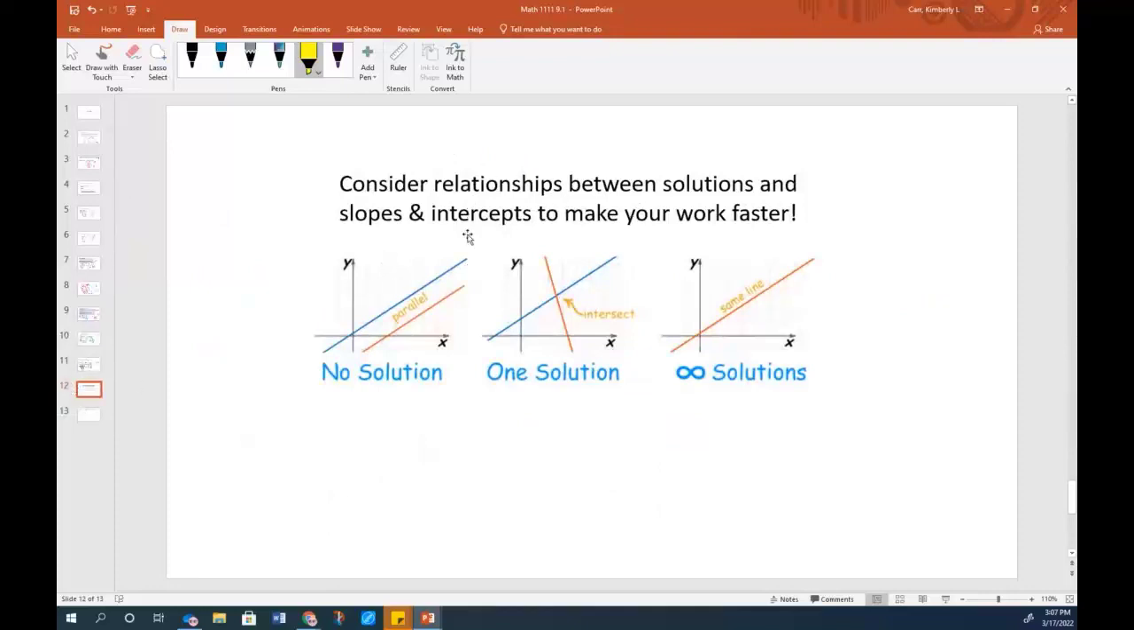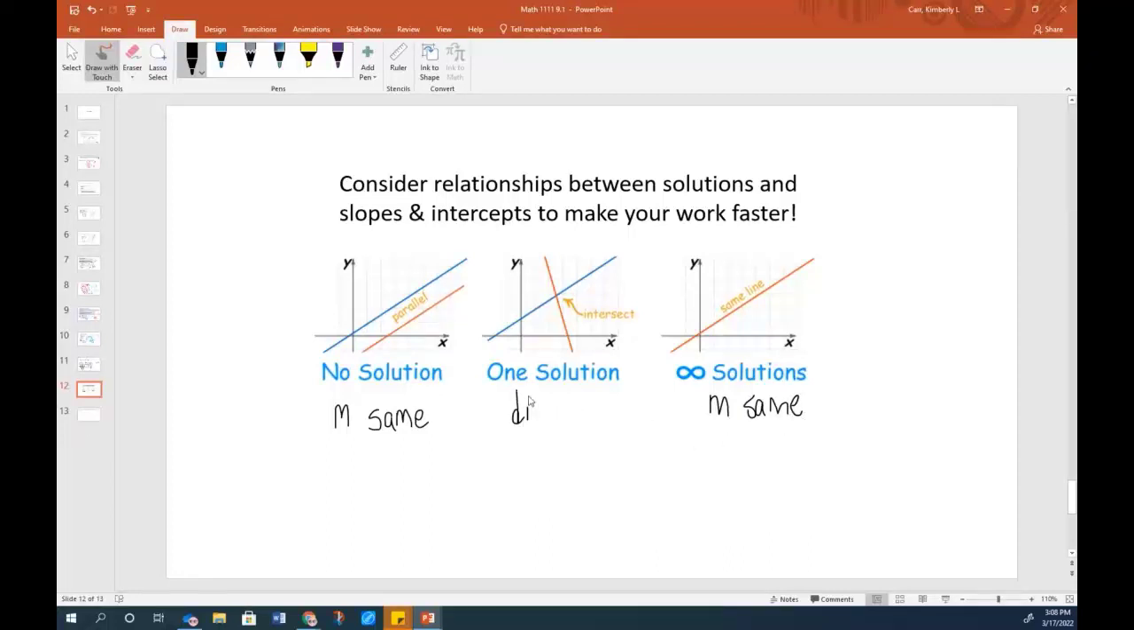So again, you can sometimes help yourself a little bit when they ask you if there's going to be a solution or not a solution and you're looking at equations. If you just think about what we already know about slopes and y-intercepts, if there is no solution, the lines had to be parallel. So if the lines were parallel, the slopes were the same. But if it's the same line, the slope is also the same.